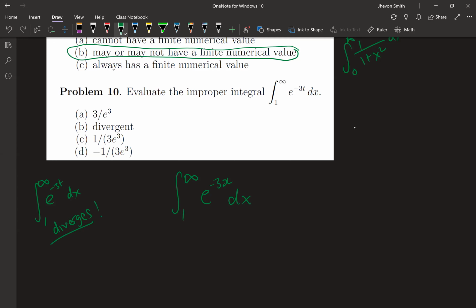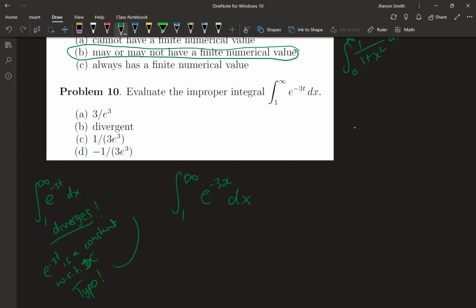Now, if you pick that because you noticed that this was a t, then e to the minus 3t is a constant with respect to x. So that's a constant times x, and then when you plug in infinity for x, it's going to blow up. However, I do believe that this was a typo.